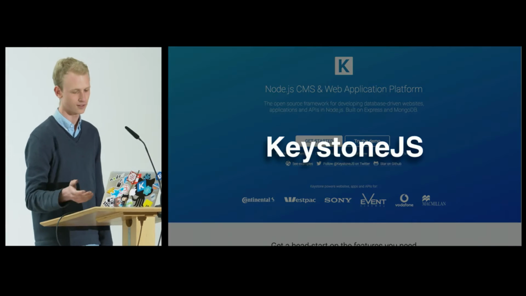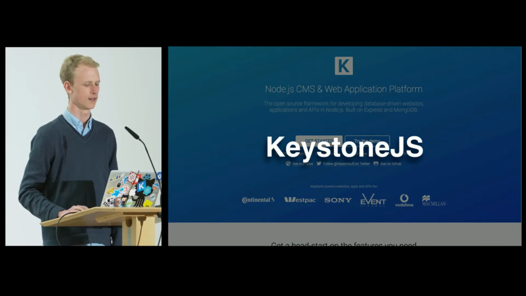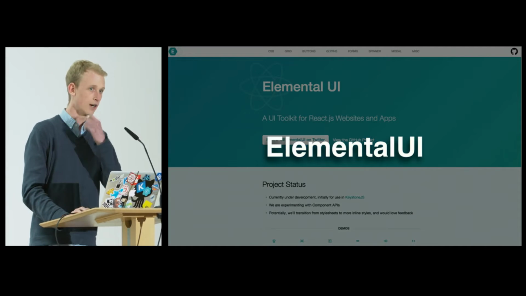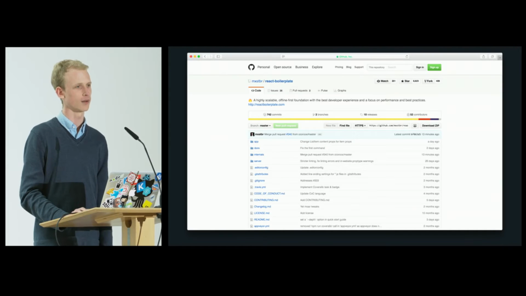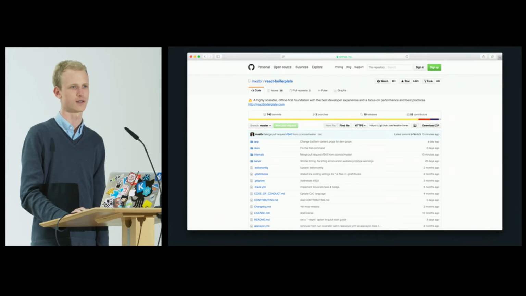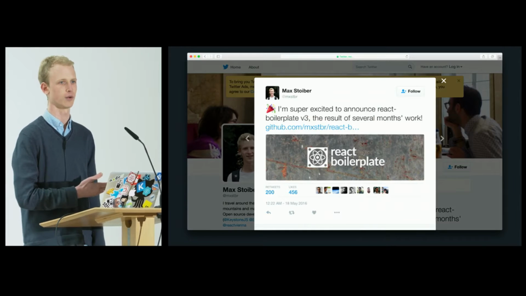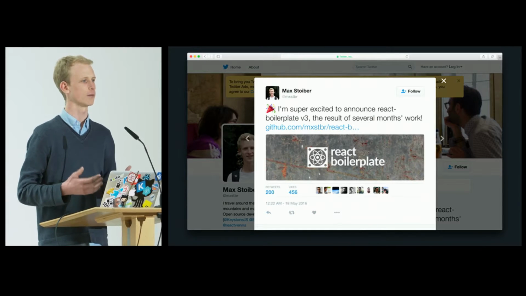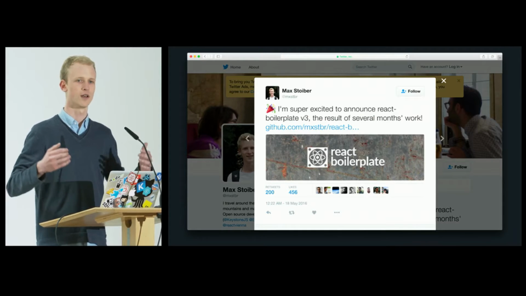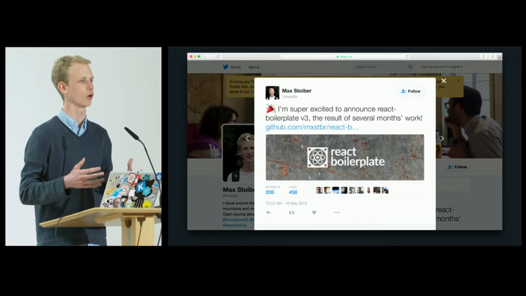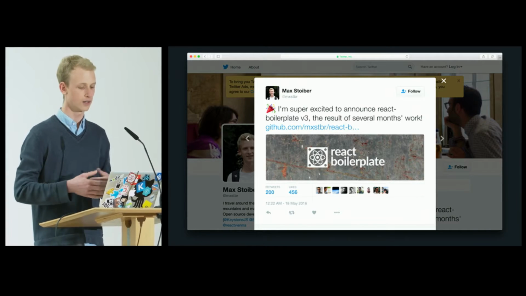I maintain Keystone.js, which is a Node.js content management system, and ElementalUI, which is a React.js UI library. Apart from that, I'm also the creator of React Boilerplate, one of the most popular starter kits for React. We very recently released version 3 of React Boilerplate. We put in a lot of work, and we talked to hundreds of developers, trying to figure out how they build their React.js applications and how they make it work for really, really big scale. I want to share what we learned, basically.